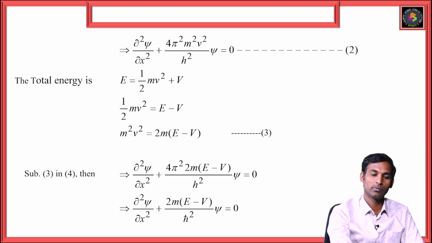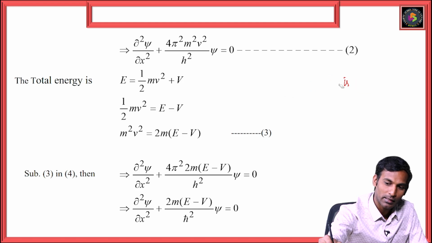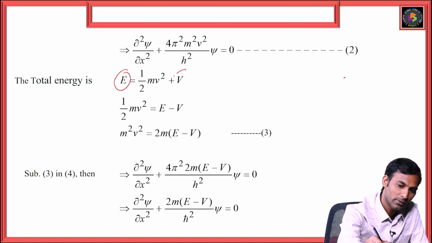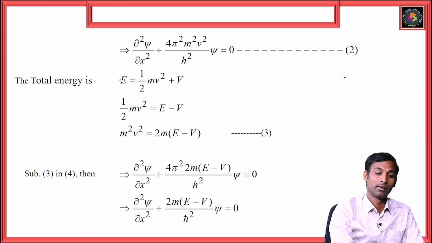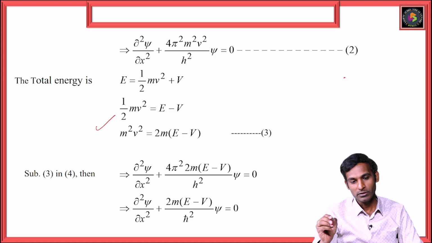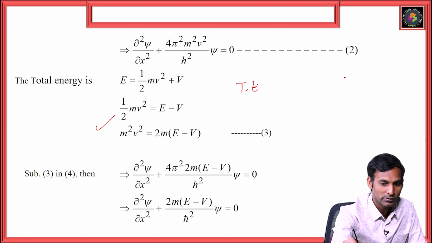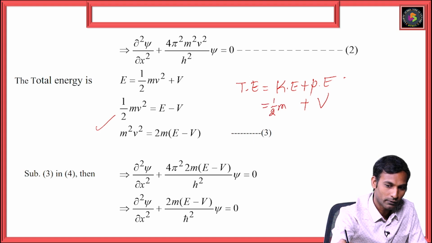After equation number 2, if E and V are the total and potential energy of the particle, the kinetic energy is expressed in terms of this equation. E is the total energy and V is the potential energy. Total energy is equal to kinetic energy plus potential energy. What is our potential energy? Potential energy is V. What is our kinetic energy? Kinetic energy is half mv square.